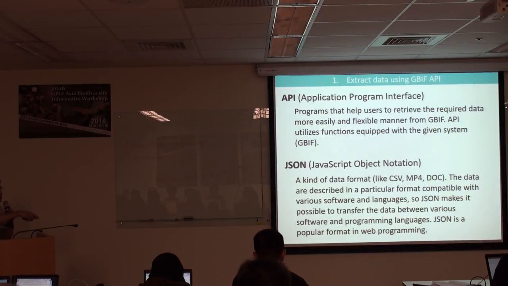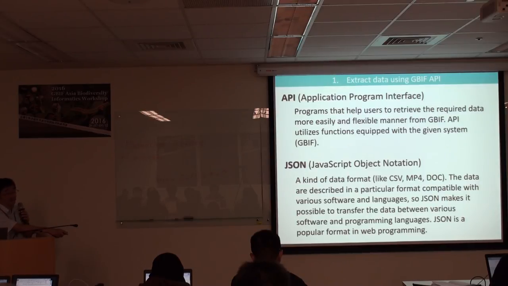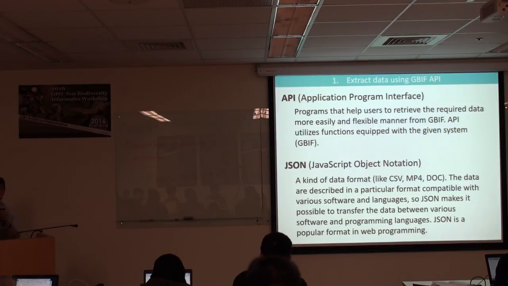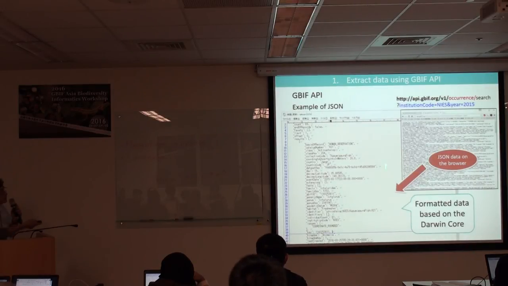Well, you can read this explanation, but you can just think of JSON as another type of data format like CSV, MP4, or DOC. DOC is usually used for documentation files for MS Word, and MP4 is for music and movies and those things. And CSV is comma-separated values, so comma-separated forms. And like that, we have the JSON format, right? By visiting the API, we can get more information, and the JSON format is something like that.